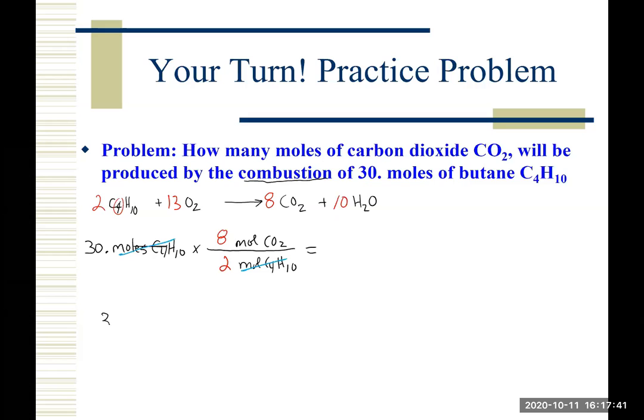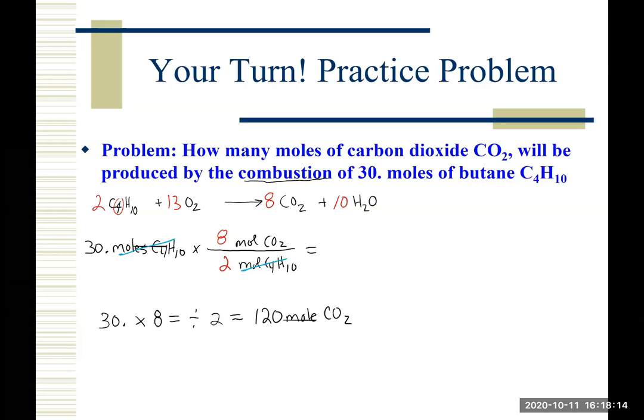So 30, and don't forget your decimal because that means both of those digits count as significant, times 8 equals, and then we're going to divide that by 2 and get our total value. Which is 120, and that is 120 moles of CO2.